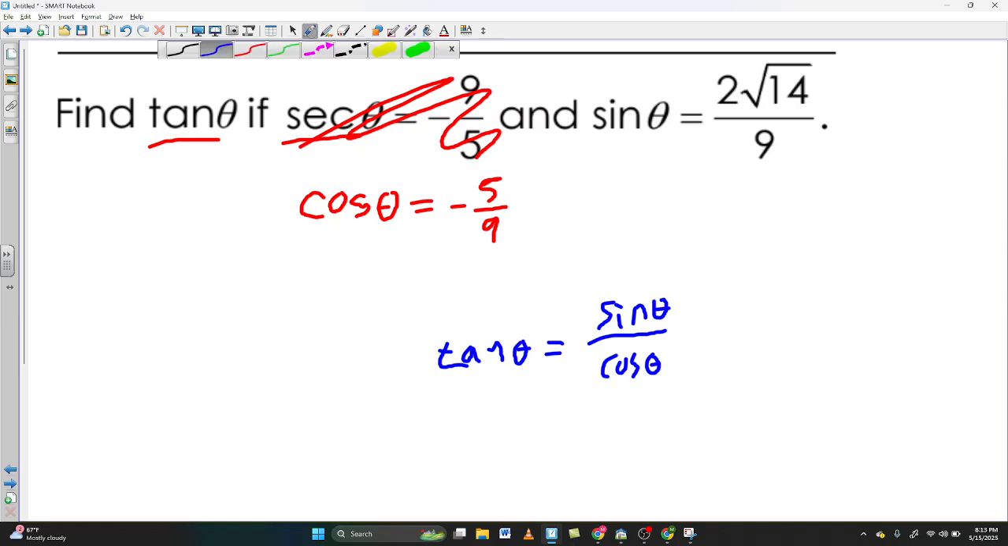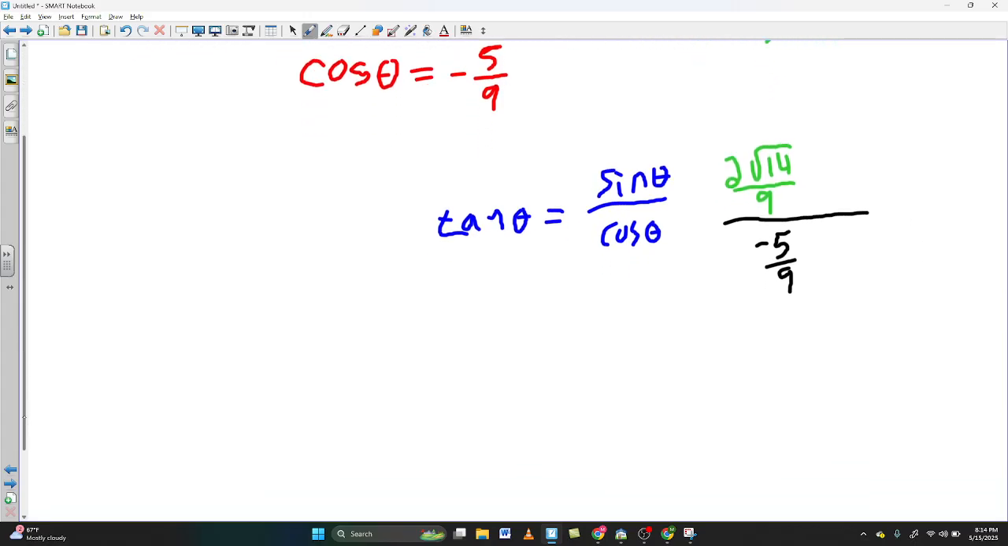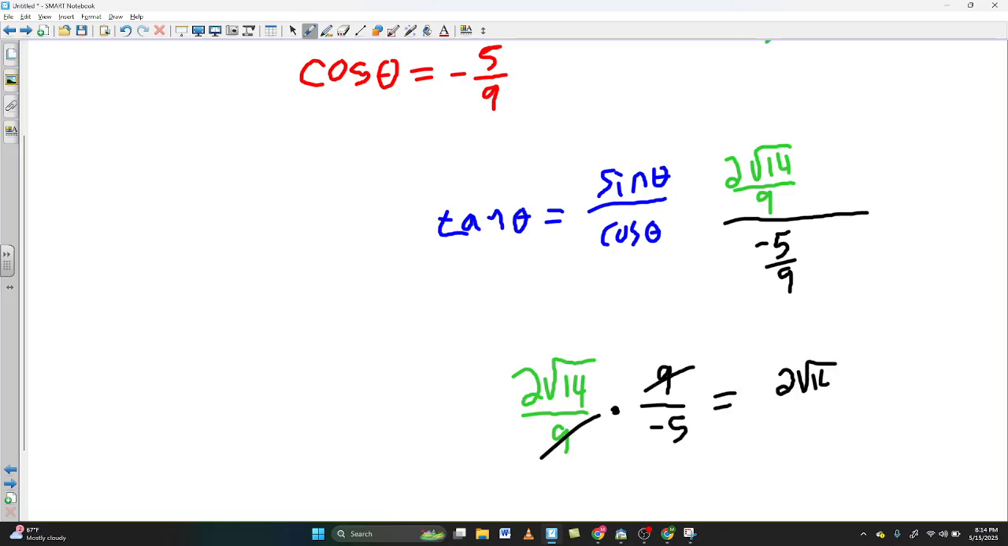So great news for you. We can just plug in this for sine. Yeah, I mean, it's a mess, but at least it's just algebra. And then we can just plug in this for cosine. And we can remember that we're dividing these fractions. So we'll have 2√14 over 9 times 9 over -5. So we'll have 2√14 or -2√14 over 5. And that should be tangent.